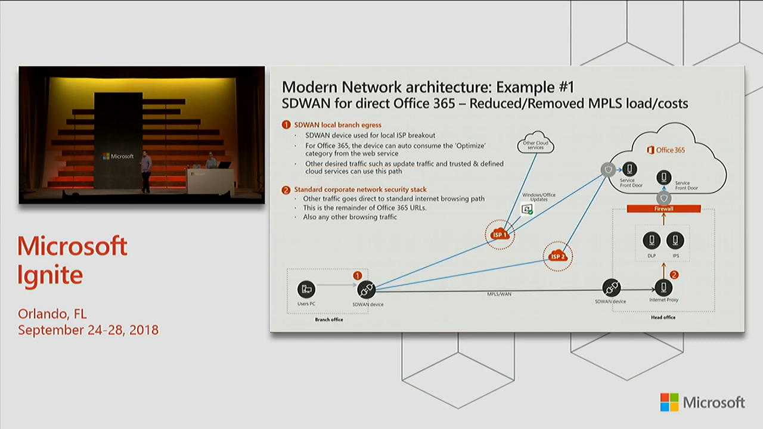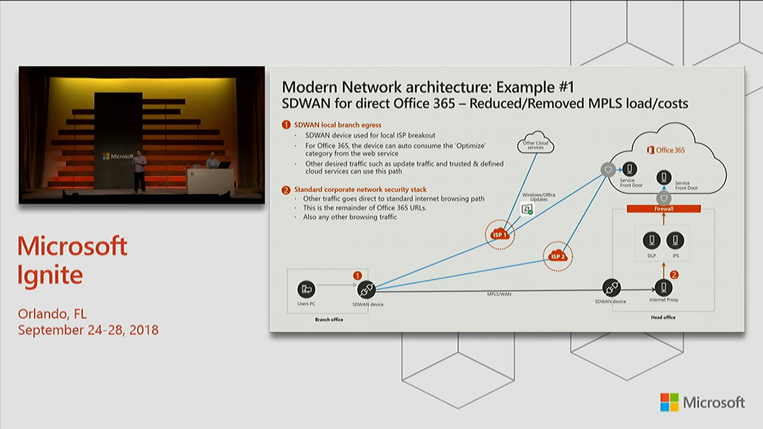Solution, we can put SD-WAN devices in that branch office. And you can see there we've connected 2 different ISPs into that SD-WAN device. Now, those local internet connections are going to be much, much cheaper than your MPLS circuit. And we can look at the cost savings. I've got a slide in a few seconds to show you cost savings there.